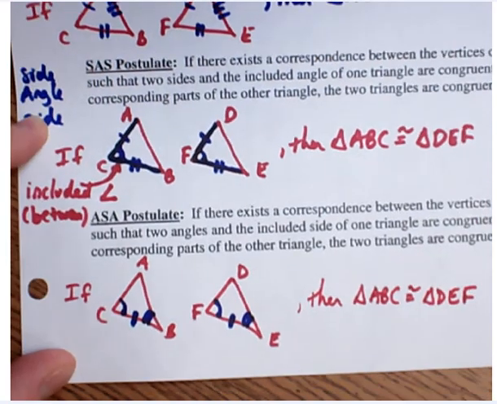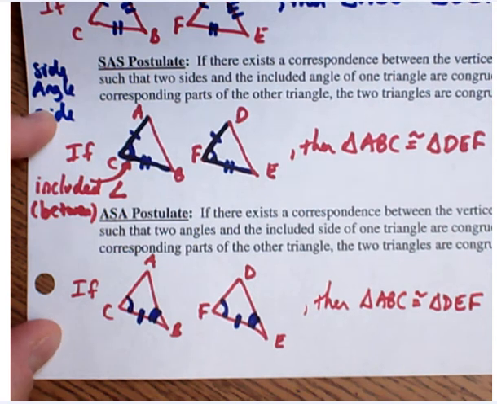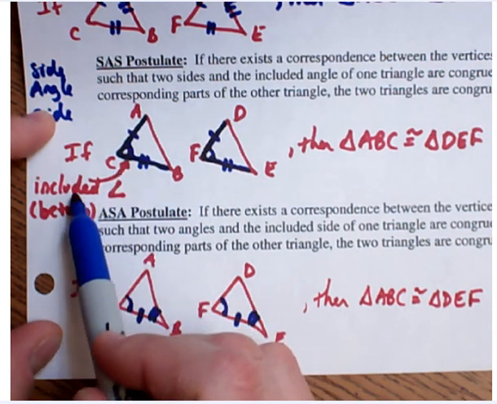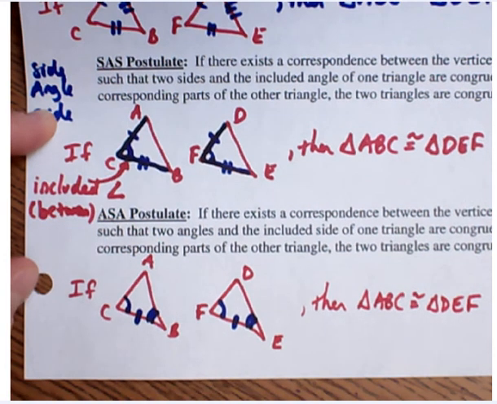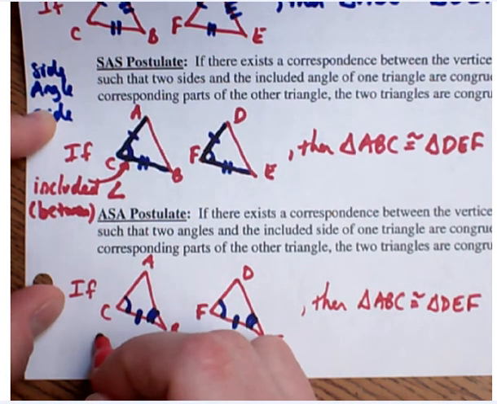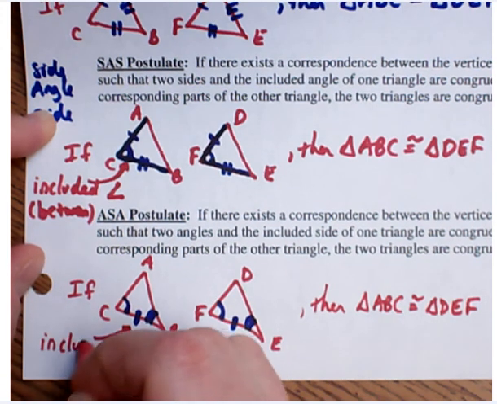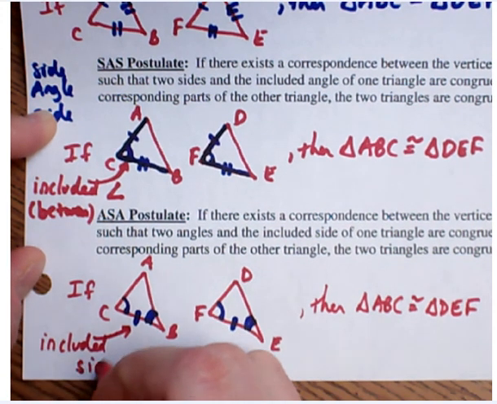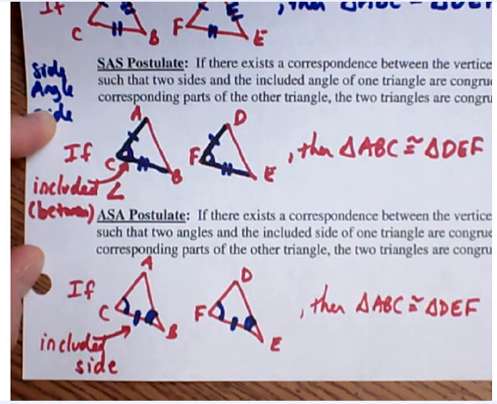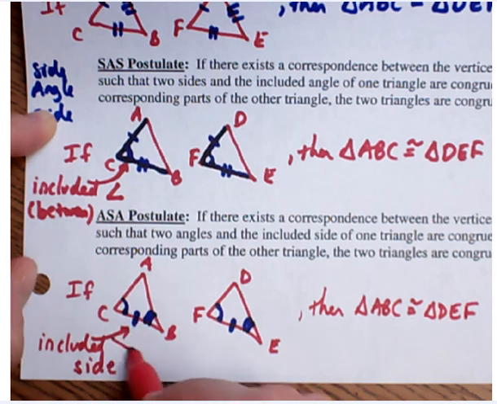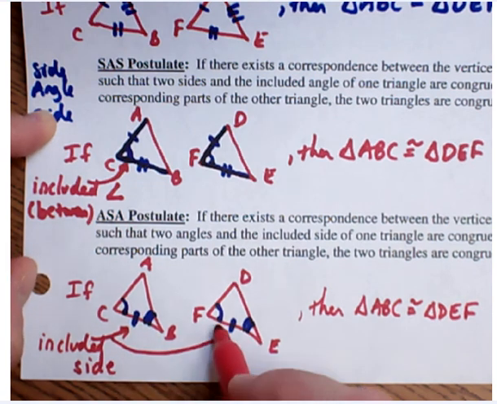Okay? Now, when you looked at SAS, we talked about the angle between the sides. That's the included angle. Well, you have the same concept here, except now this is an included side. Okay, so BC, this side is included. It's between the two angles. And also you could say that FE is included. That's between the two angles.